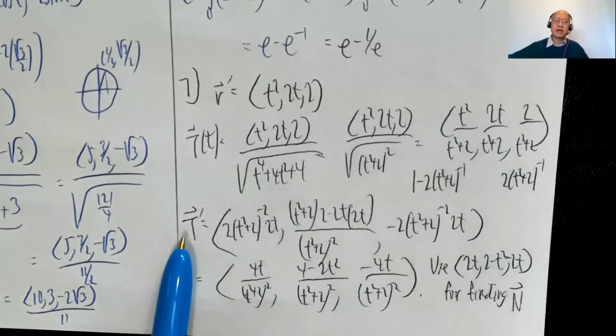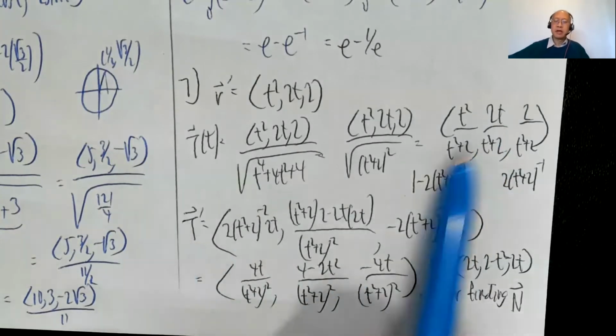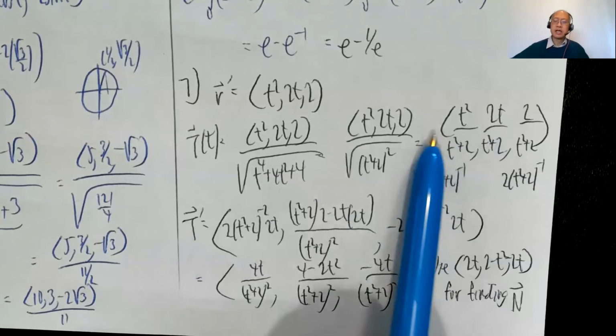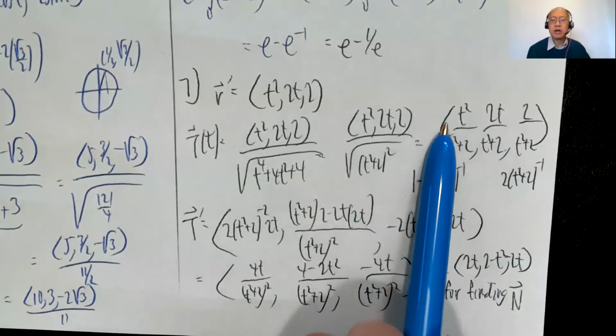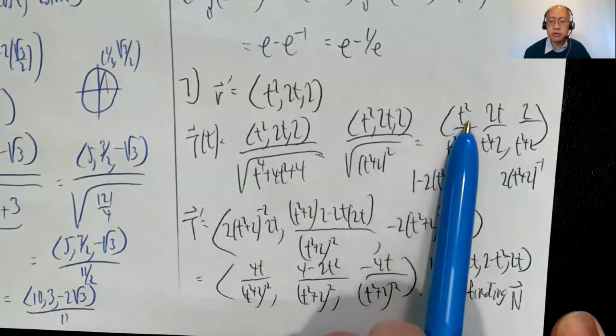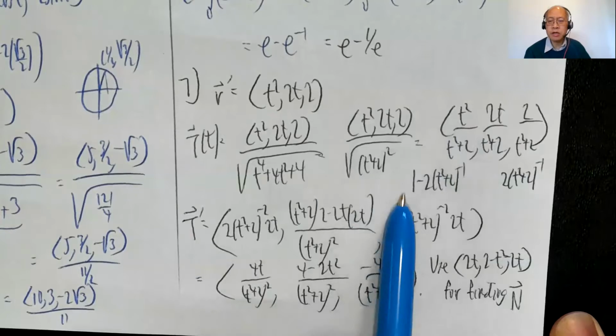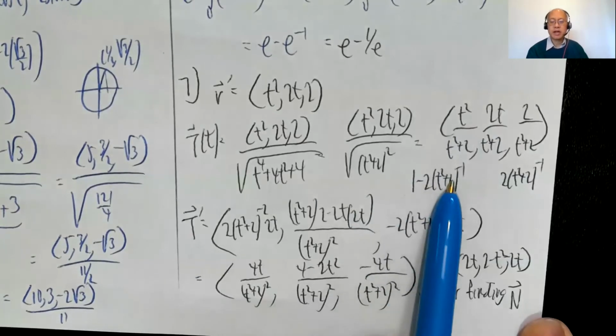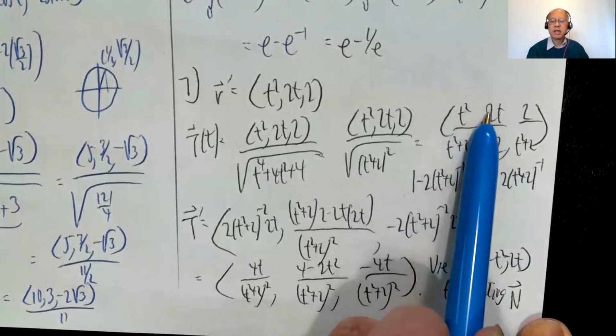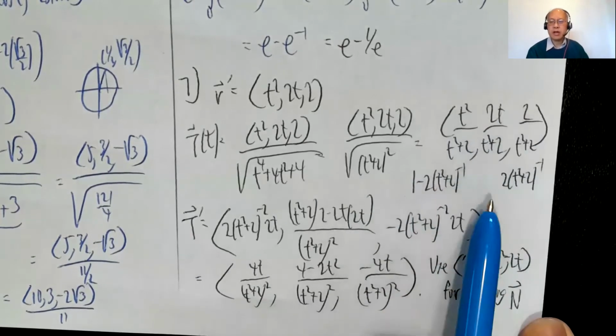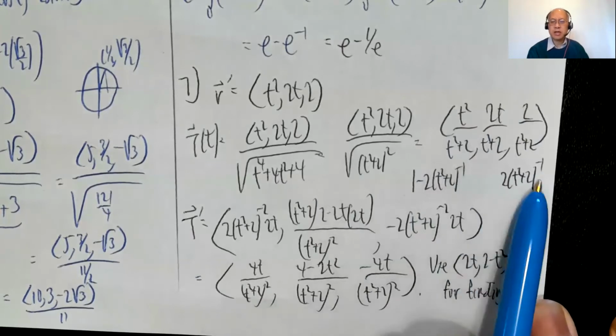But for finding t prime, I have to differentiate all three of these. It's best to think of this as t squared plus 2 minus 2 in the numerator, which is 1 minus 2 times t squared plus 2 to the negative 1. It's much easier to differentiate that. This one I'll do the quotient rule. This one on right is 2 times t squared plus 2 to the negative 1.